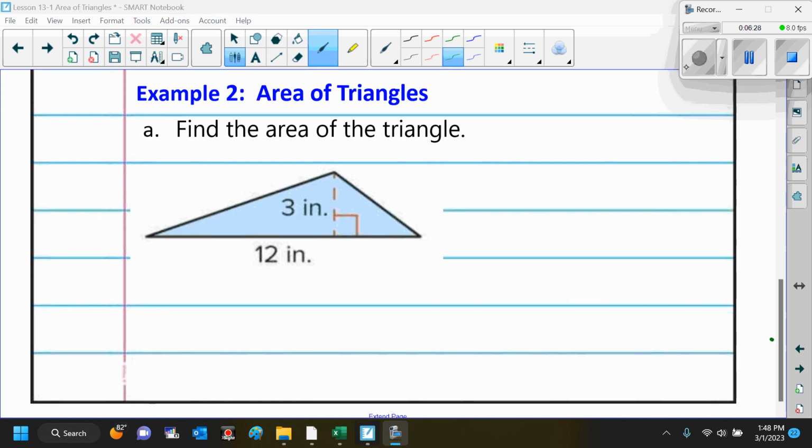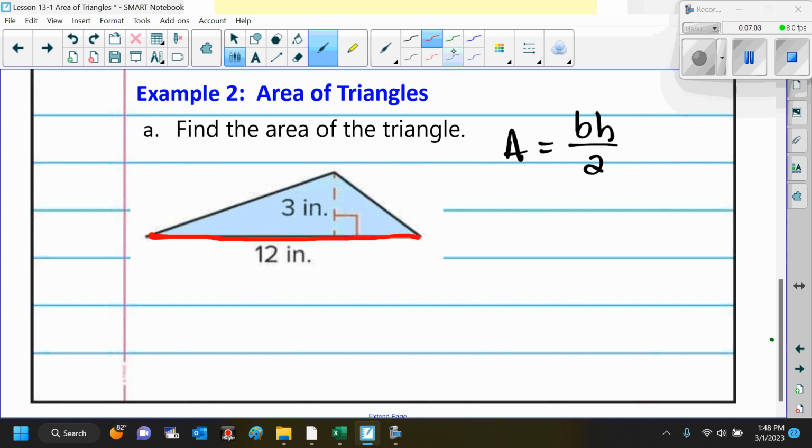All right, example 2. We're going to find another area of this other rectangle. Okay. Now I'm going to use the other formula, base times height divided by 2, just so you can see that it doesn't matter which one you use. Okay. So the formula again is area is equal to base times height divided by 2. So here we've got the base. There's the base.